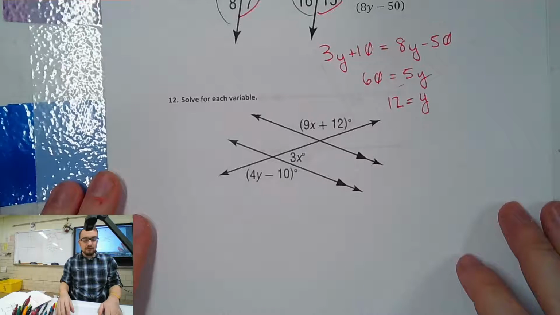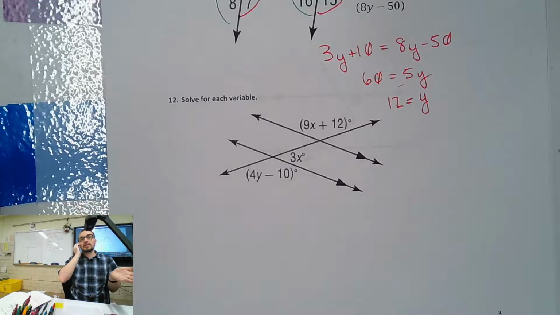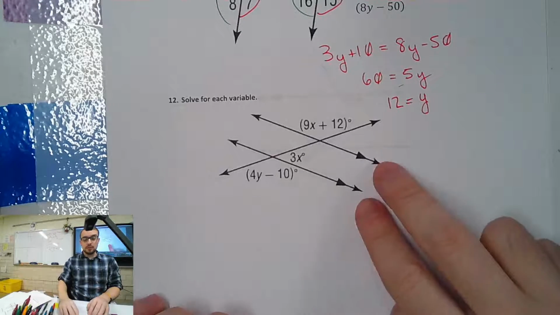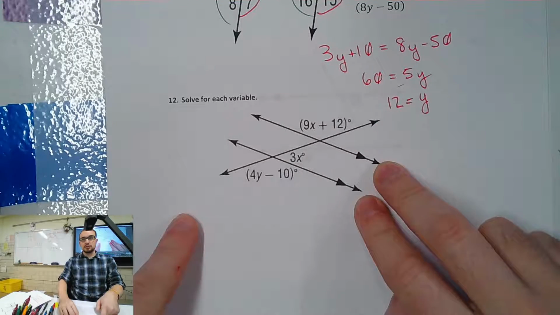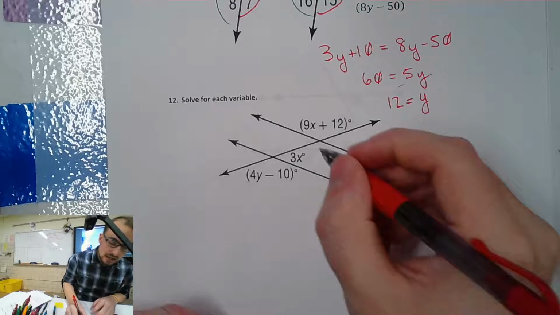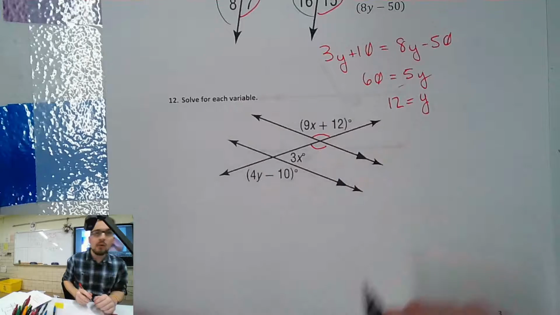Solve for each variable. Okay, so all we've got to do is find x and y. We don't need to plug it back in necessarily, but it might be helpful to plug it back in, right? First off, I have two parallels cut by a transversal. So let's mark all the congruent angles. I know that this angle and this angle are congruent always by vertical, right?